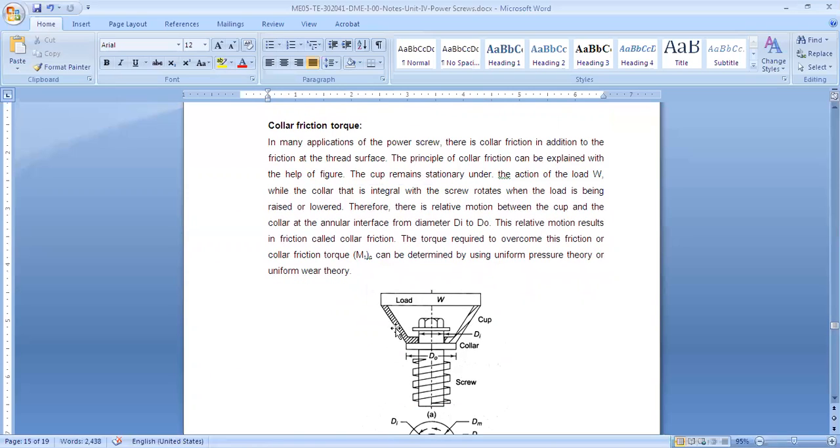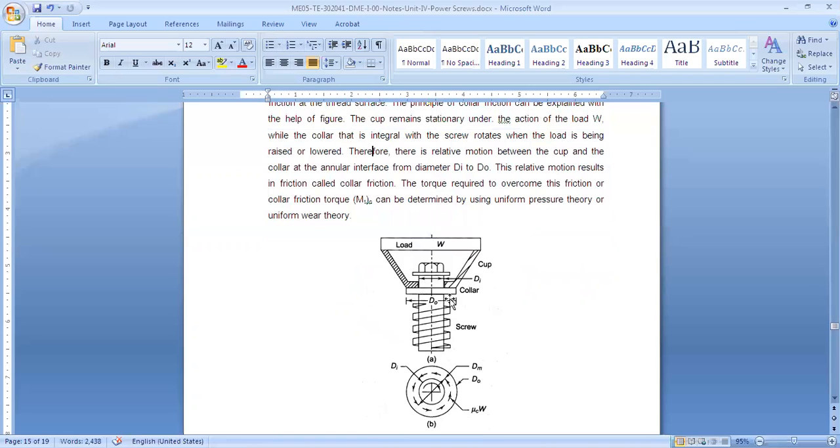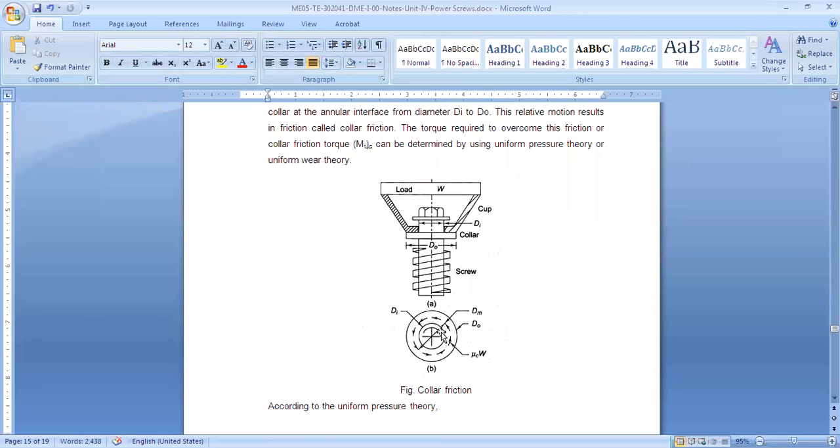Now we need to calculate what this torque is. Very simple. See where the friction is happening. The collar has two diameters, DI and DO. DI is basically the root diameter of the screw, and DO is the outside diameter of the collar. In diagram B, there are two circles, the inside one is DI and the outside is DO. So DI is from where the friction starts, and DO is till where the friction happens. So basically, the friction will happen in this area.